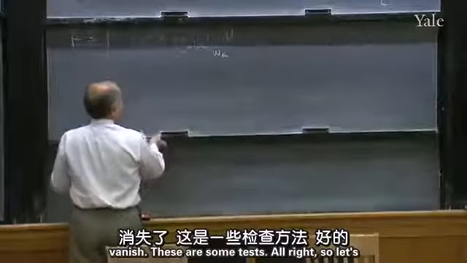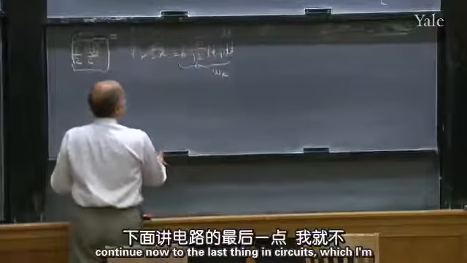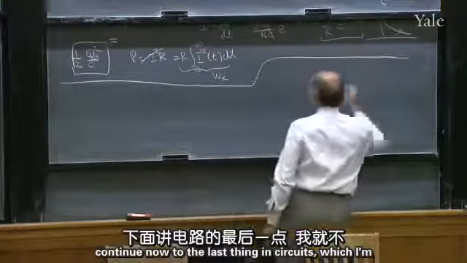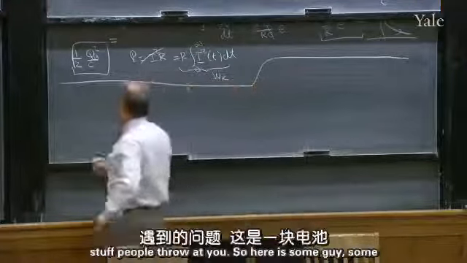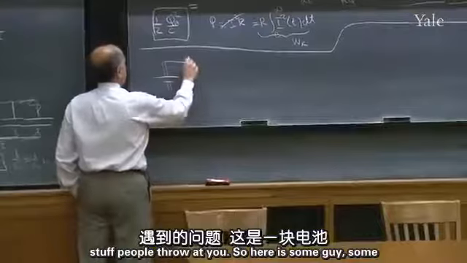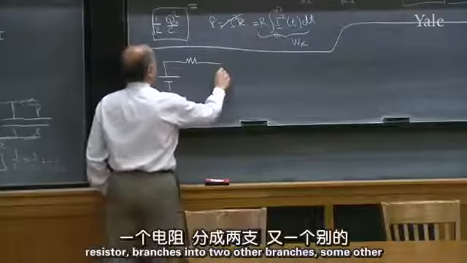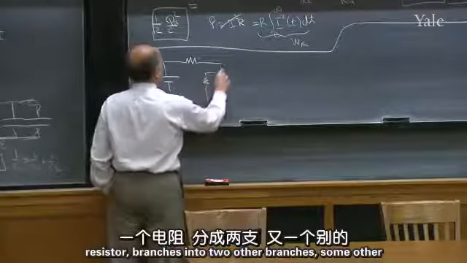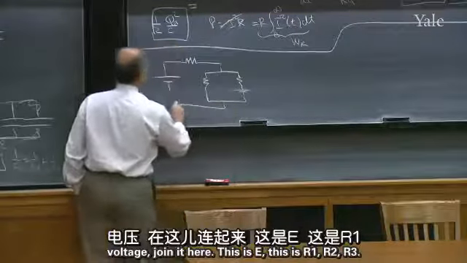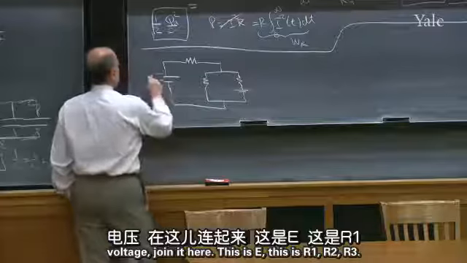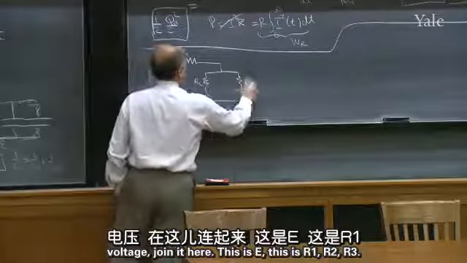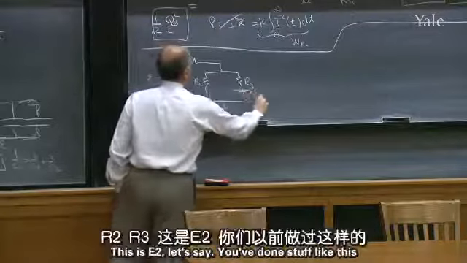All right, so let's continue now to the last thing in circuits, which I'm not going to do anymore, but I will tell you the kind of stuff people throw at you. So here is some resistor, branches into two other branches, some other voltage joins it here. This is E1, this is R1, R2, R3. This is E2, let's say.